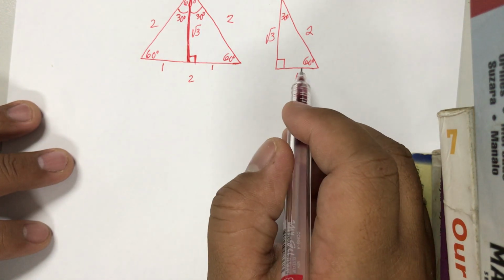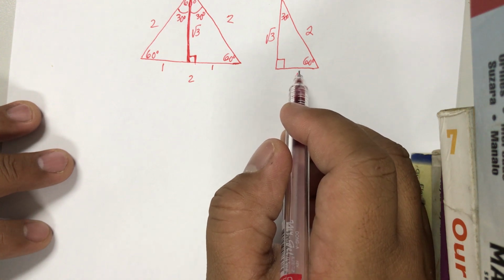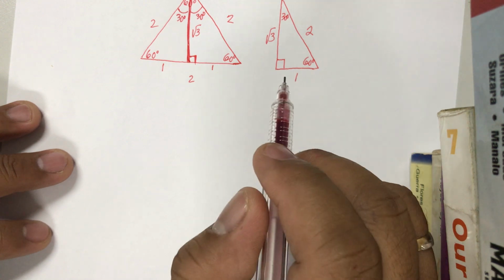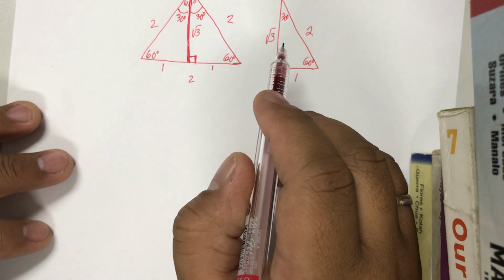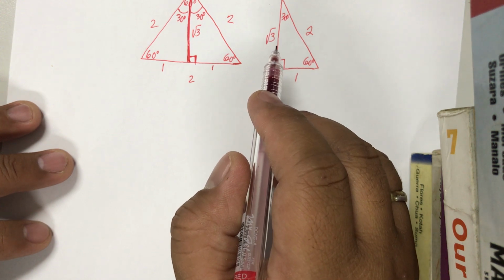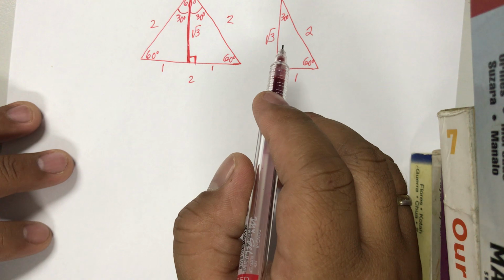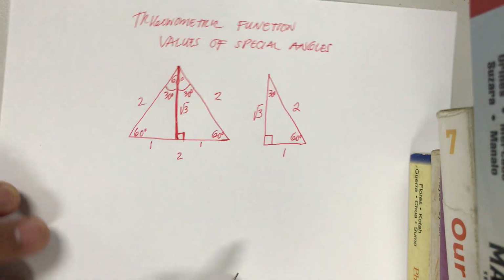Kanang side whose measure is 1 is always adjacent to 60 degrees. Kanang side whose measure is square root of 3 is always adjacent to 30 degrees. Okay. We proceed.